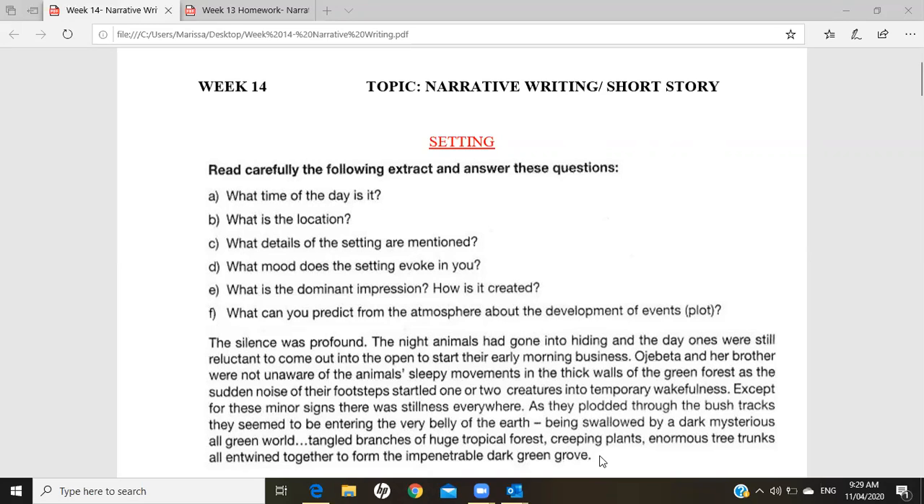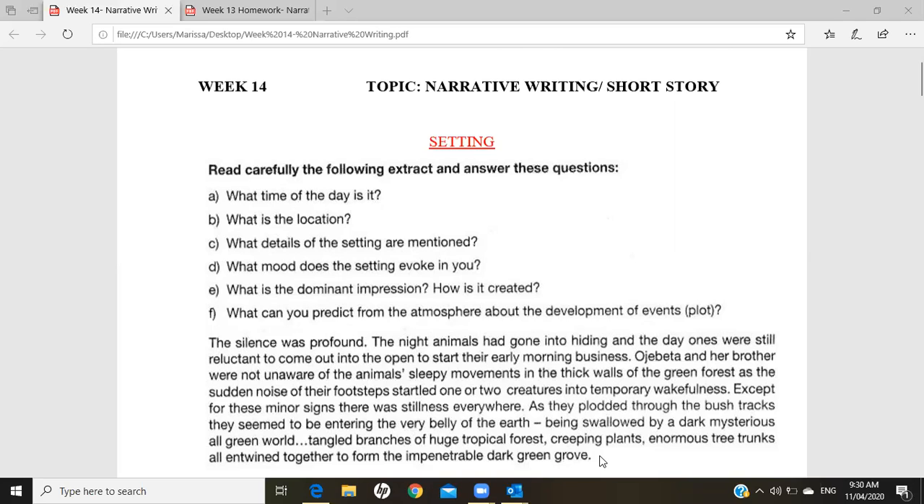So I'm looking for a creative response where you get the opportunity to continue this story. What would be your rise in action, your climax, your fall in action, and how would this story end? Anyone wants to attempt this question? So remember, the setting is usually found in the first paragraph of the story. So if you had to continue the story, what would happen from here?